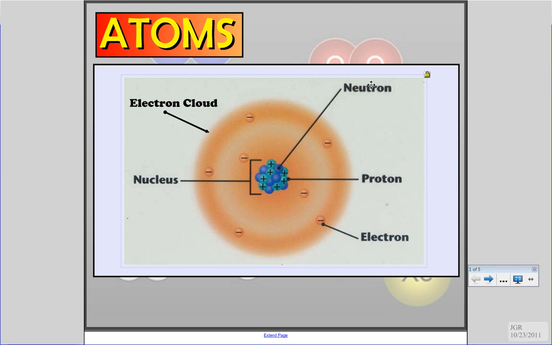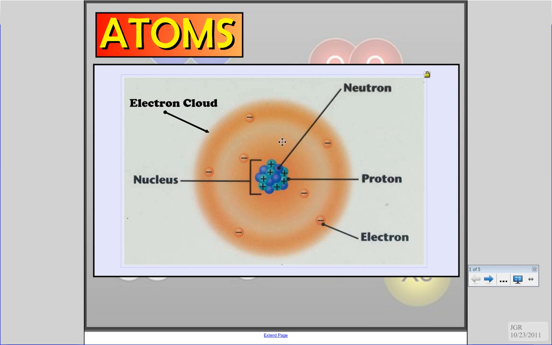Now there are three basic particles that are found inside of the atom. There's the neutron, which has no charge whatsoever. It's neutral, which basically means it has no charge. There's the proton, which has a positive charge. And then there's the electron, which has a negative charge. The neutron and the proton are found inside the nucleus of the atom and actually give the atom its mass. The neutron and the proton are both 1 AMU each.